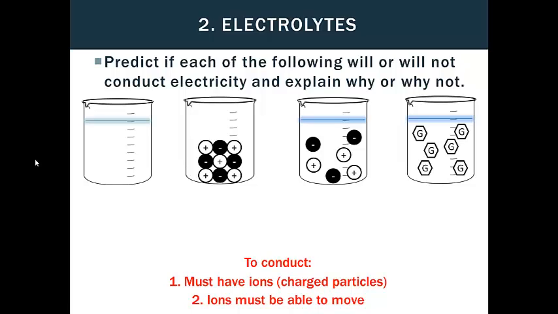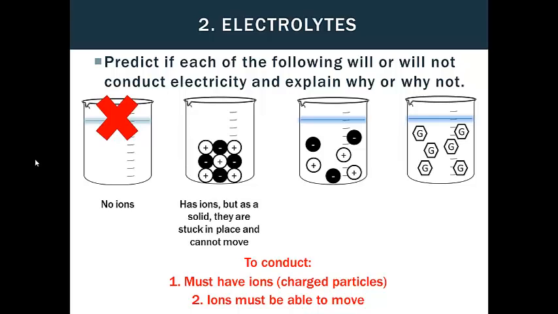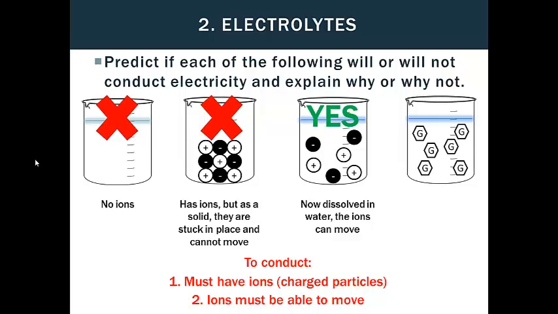So our first beaker is just water. There's nothing in it, so it doesn't have any ions. Therefore, it will not conduct. In our next beaker, we have ions, but they're stuck together as a solid. So since they cannot move, this will not conduct. In the third beaker, the ions have dissolved in water and now they are able to freely move. Thus they can carry the electric charge. And in the last beaker, we have glucose. Glucose is charged, but it doesn't have ions. Therefore, this will not conduct.